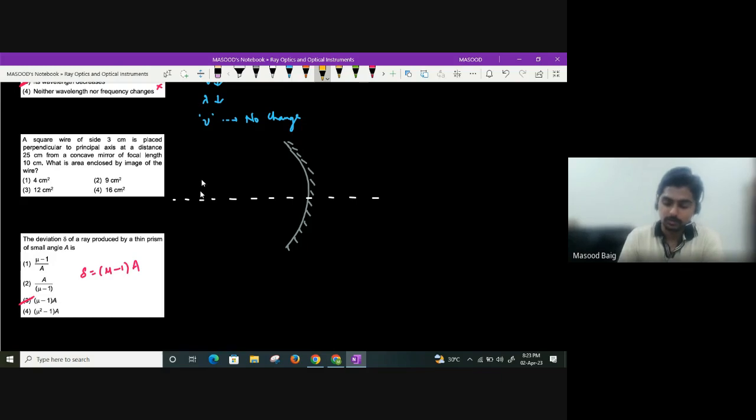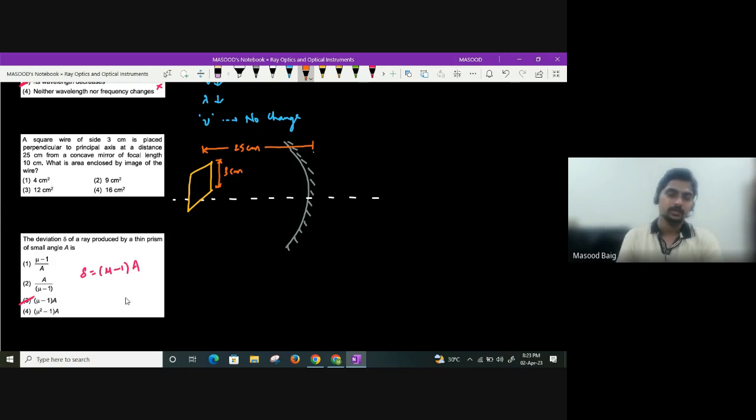So where is the object placed? I am just showing you, so you can consider it is placed something in this manner, guys. The object is placed like this. Good question again. What is the height of the object here? It's clearly given. It is 3 centimeters. What is the object distance? It is 25 centimeters, but I'll take that as negative.